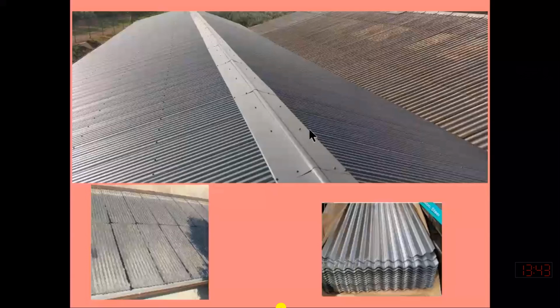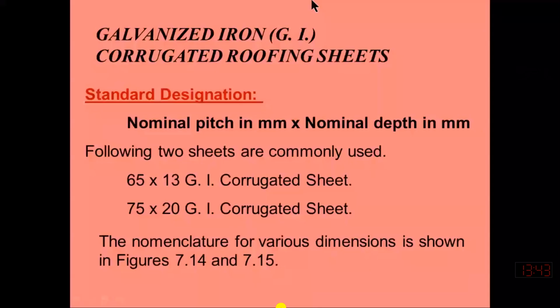In the market, galvanized iron corrugated roof sheeting is sold under a certain designation. So we are given a proper name, and the name is designated as follows. In the name we have two parameters: number one is the nominal pitch in millimeter and second is the nominal depth. What the pitch and the depth of any sheet are, you will see in the next slide.